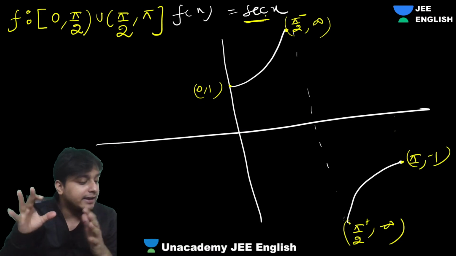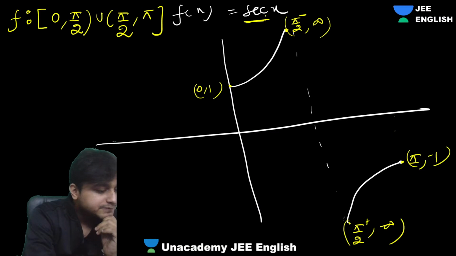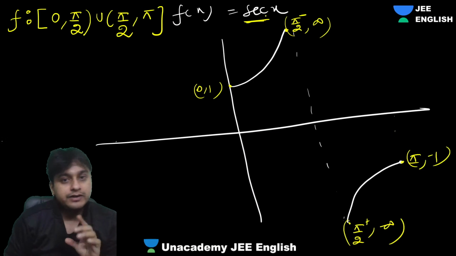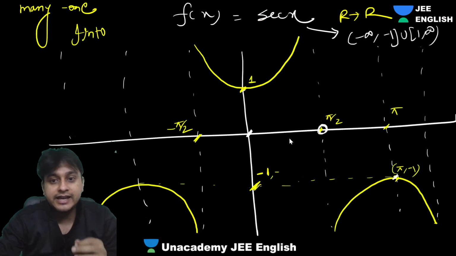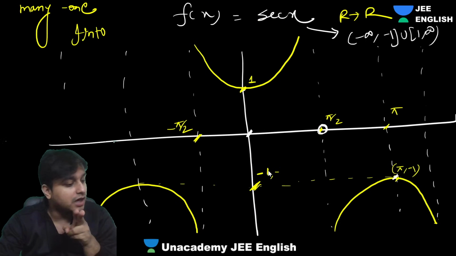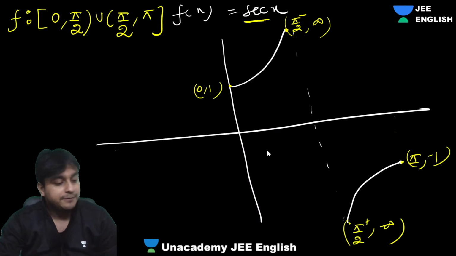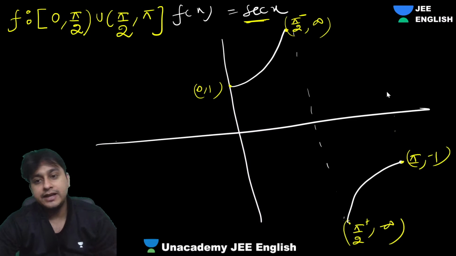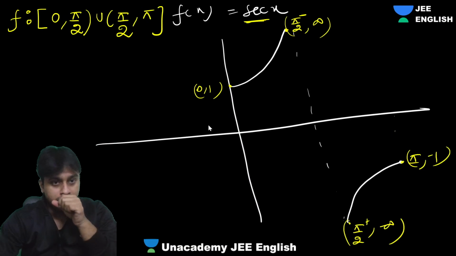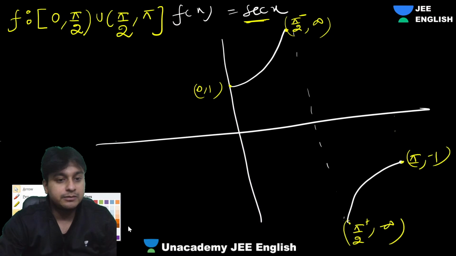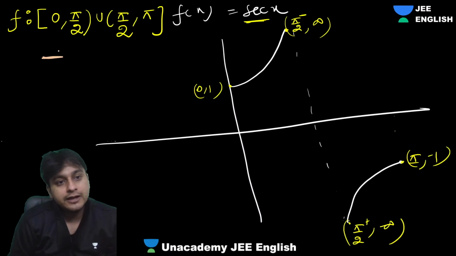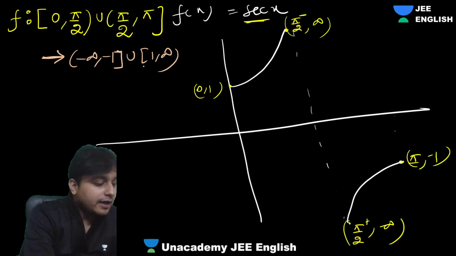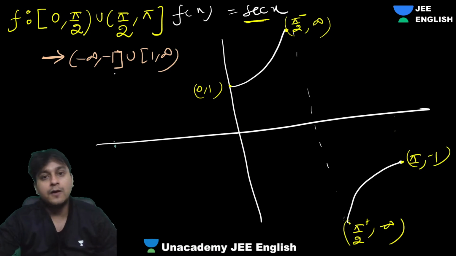We have not done the inverse at the moment. We are still at sec x only. We have just cut it so that it becomes one-one and onto. Okay? So guys, now what we will do is, we will simply draw this graph. And guys, obviously the range has to be what? Tell me the range will be. It will be going from minus infinity to minus 1 union 1 to infinity. This is the range.